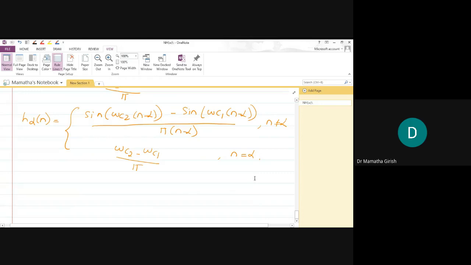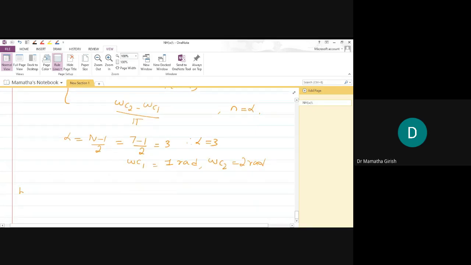To continue further, what you can do is substitute the values. In our case, what's the value of alpha? Alpha is given by n minus 1 by 2. The value of n is given as 7. So 7 minus 1 by 2, 6 by 2, turns out to be 3. Therefore, substitute alpha equal to 3. Similarly, it's given that omega c1 is 1 radian and omega c2 is equal to 2 radians. Then substitute these values finally.